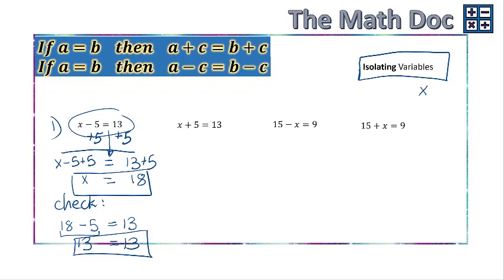Okay, let's move on to our second example. x plus 5 equals 13. It's very similar to our first one, except here we have a plus sign. Well, with this plus sign, that's an indication that we should use the subtraction property. Let's try subtracting 5 from both sides of this equation.